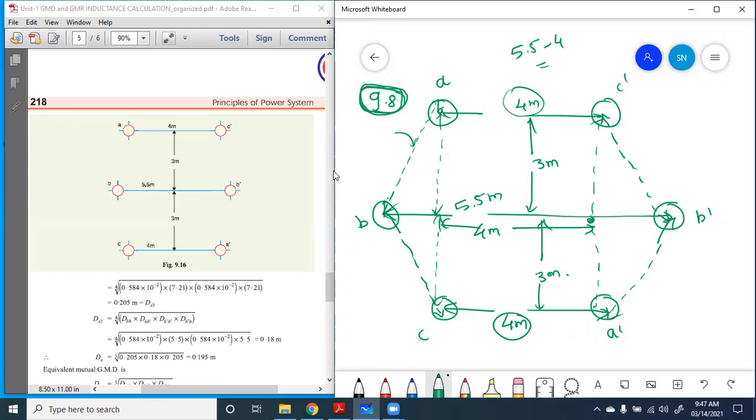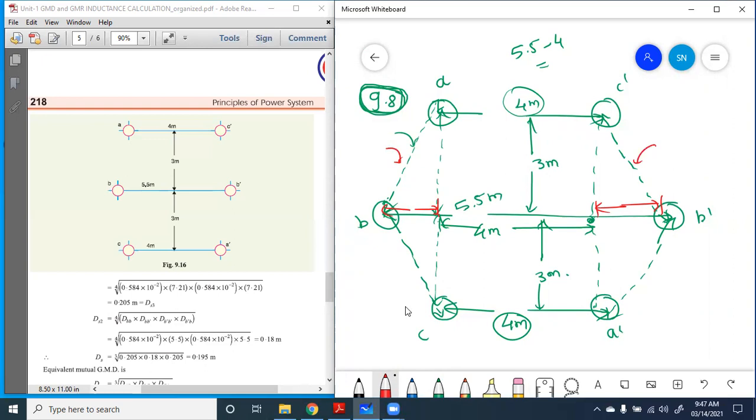B to B dash has a total distance of 5.5, but the distance from this line to this dotted line is 4 meter, because A C dash and C A dash distance is 4 meter. That is why this distance is also 4 meter between the two parallel dotted lines. Now, how to calculate such a distance? Which distance do we need to calculate? First I need to calculate this distance, the red color line distance. We need to calculate these distances. Now, how to calculate these? 4 meter, 5.5 minus 4.